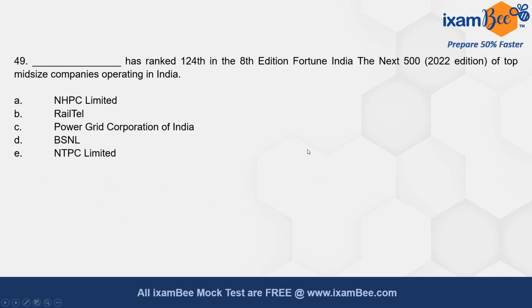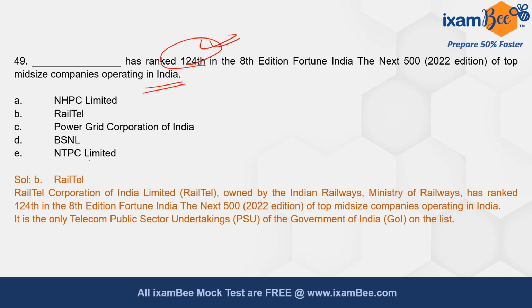Next question: which of the following organization has ranked 124th in the 8th edition of Fortune India, the next 500 2022 edition of top mid-sized companies operating in India? Rank क्या मिला है? 124th. The answer here is RailTel. ठीक है. This is owned by the Indian Railways. तो RailTel जो है RailTel Corporation of India Limited, that is RailTel, इसे 124th rank मिला है. It is the only telecom public sector undertaking of the Government of India in the list.